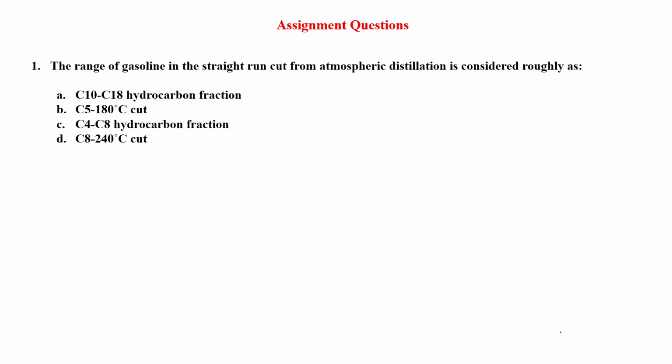Now, coming on to the assignment questions. The range of gasoline in the straight run cut from the atmospheric distillation unit is considered roughly as... As I told in the early slides, the range of gasoline varies from C5 to 180 degree cut. So the answer is C5 to 180 degree C. The important gas produced during the reforming of naphtha is, as I told you in the various reforming reactions we have seen, hydrogen gas.